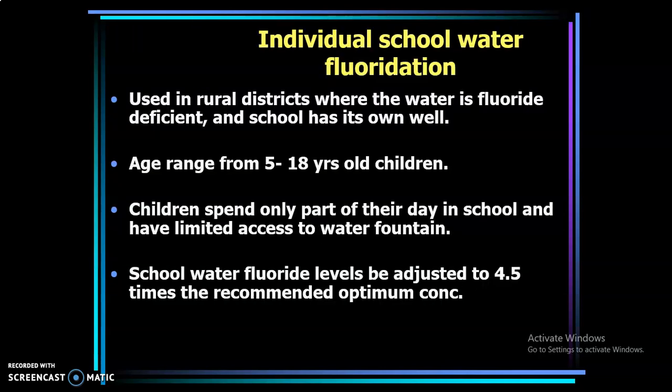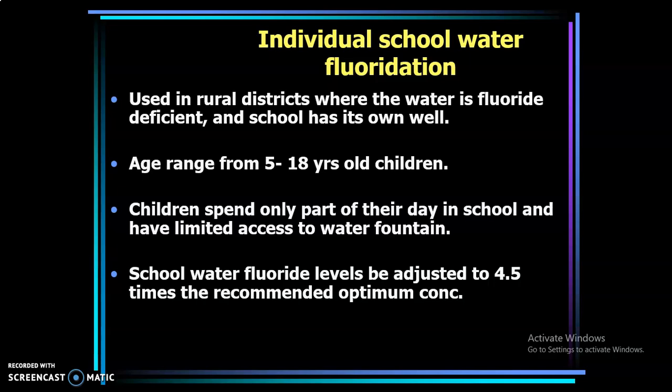The next is school water fluoridation. This is another type of water fluoridation like your community water fluoridation. You have school water fluoridation wherein the source of drinking water in the schools is artificially fluoridated. And because children spend less time in school compared to home, the concentration recommended is 4.5 ppm. Unlike 1 ppm for community water supply, here what is recommended is 4.5 ppm.